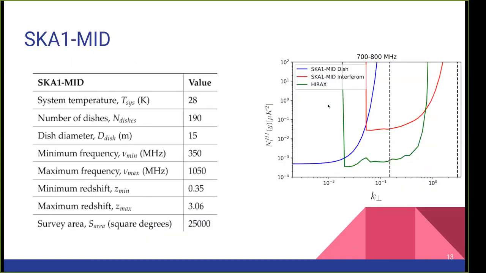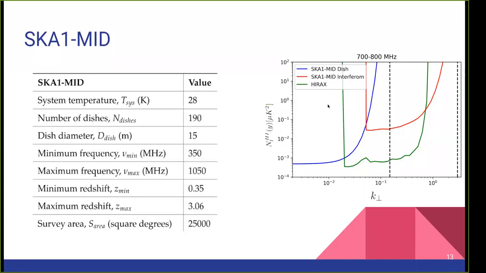Okay, so the other experiment that we considered was SKA1-MID, so phase 1 of the mid-frequency SKA. This experiment does extend to a larger frequency range, but since we're considering SKA and comparing it to HIRAX, we only consider the HIRAX frequency range. So even though the frequency range is 350 to 1050 megahertz, we ignore a lot of that. What's plotted on the right is the SKA curves for the SKA1-MID interferometer and for a single dish SKA1-MID experiment, compared to HIRAX.